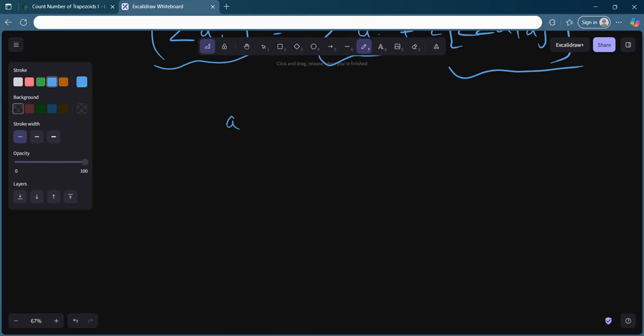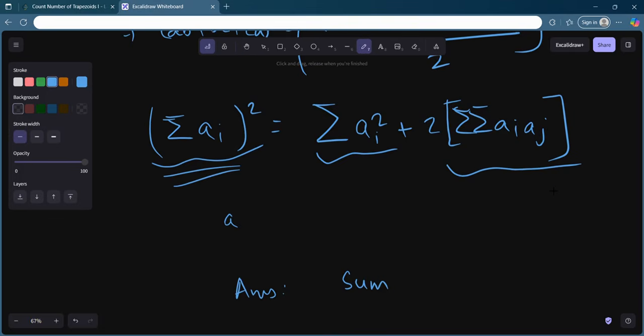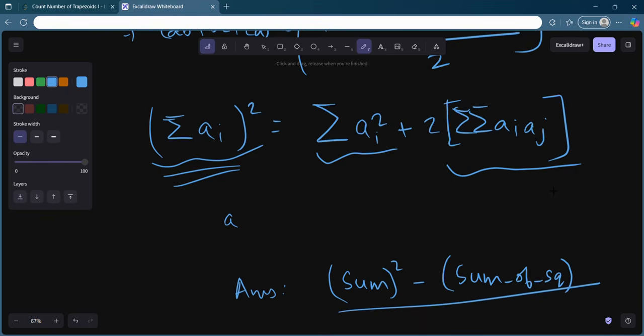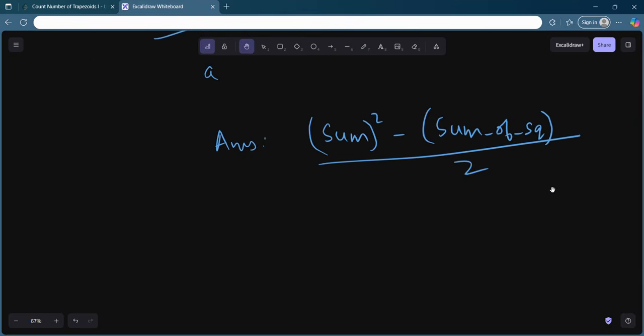Now there is a very interesting thing over here. The final answer which came out, derived from this formula, is nothing but sum of all of them whole square minus sum of squares, let's say, the whole divided by 2. So that's how you will get this particular term, and that is simply going to be your answer, okay.